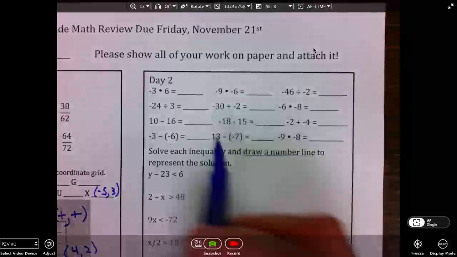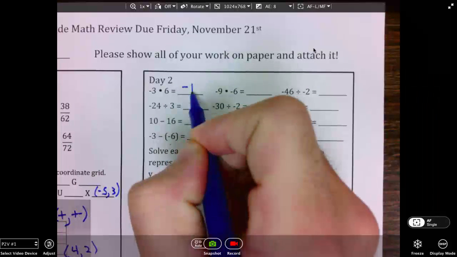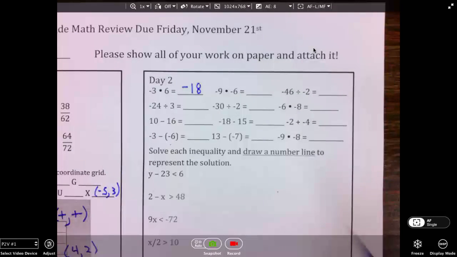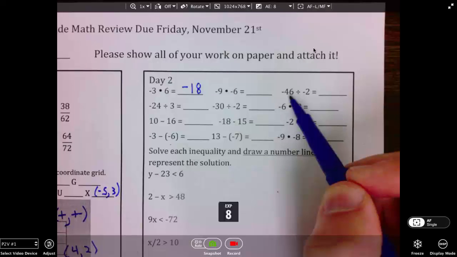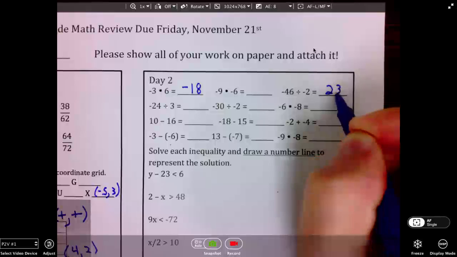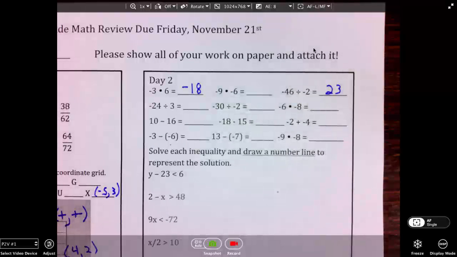For instance, negative 3 times positive 6 is a negative 18. It's a negative times a positive. However, negative 46 divided by negative 2, since the signs are the same, the result here is a positive. 46 divided by 2 is 23. Negative divided by negative is positive.